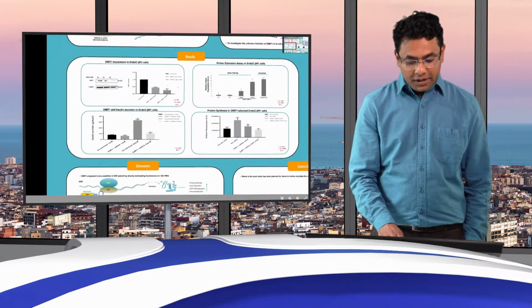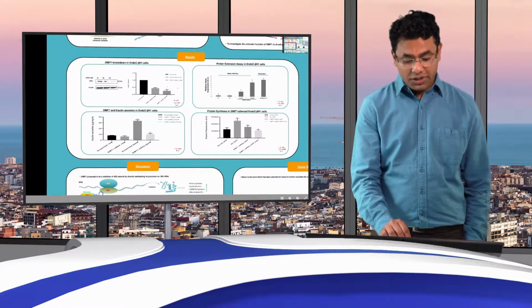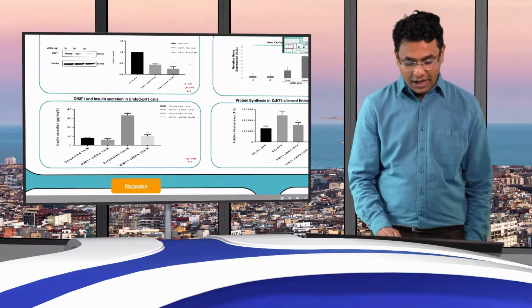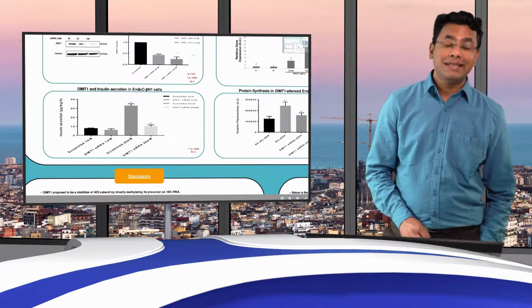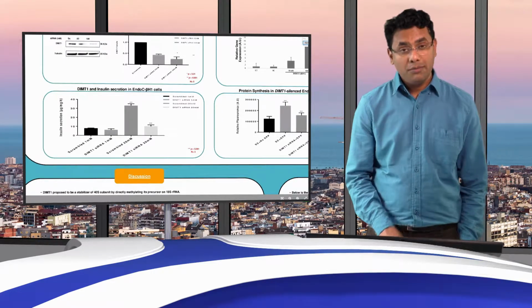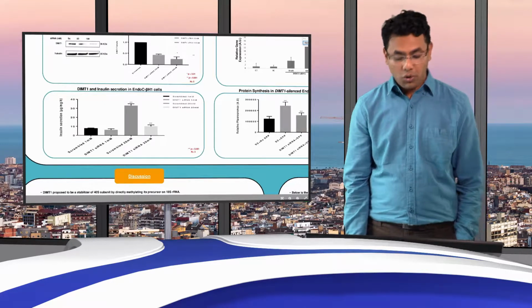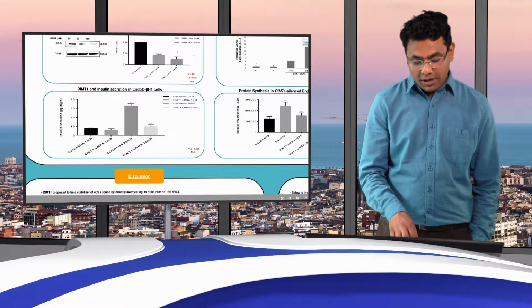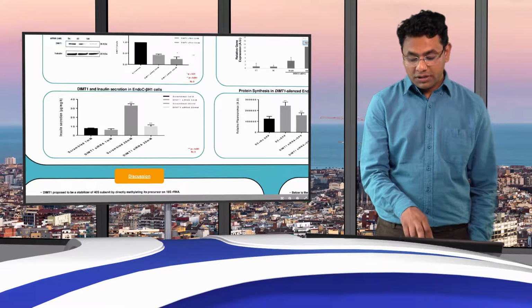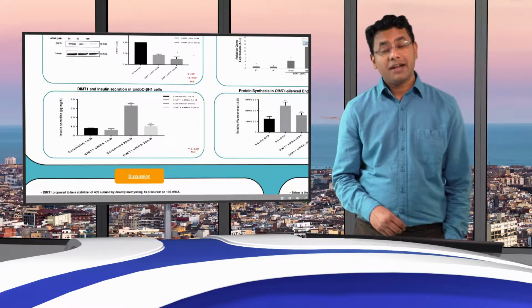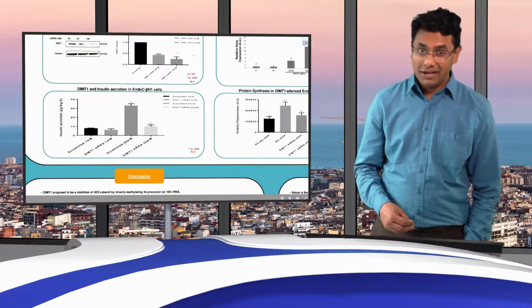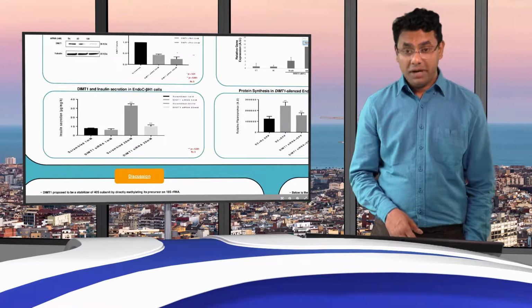Then we moved on to check the insulin secretion in the cells, and as you can see in the EndoC cells, we saw a significant increase in insulin secretion at the 20 millimolar concentration of glucose, whereas when we knocked down DIMT1, we found a significant decrease in insulin secretion, suggesting that DIMT1 plays a very significant role in insulin secretion in pancreatic beta cells.